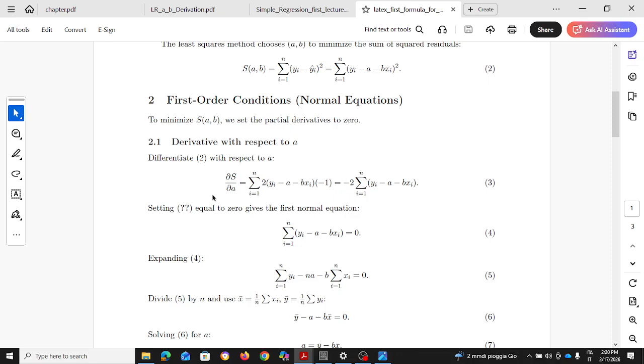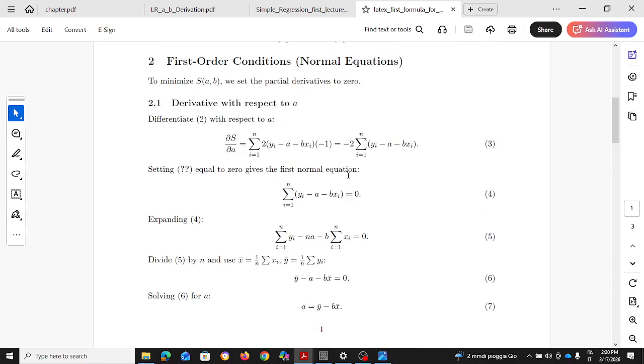Now take out the constant, so we have minus 1 and 2, minus 2, we have this now. Now putting this equation equal to 0, minus 2 goes out of the window. Now expanding this summation, we apply summation to each term. So summation to yi, summation to a, but a is a constant term which is an intercept, so n times a. Minus b is a constant, take it out from the summation, we have left here just xi equal to 0.